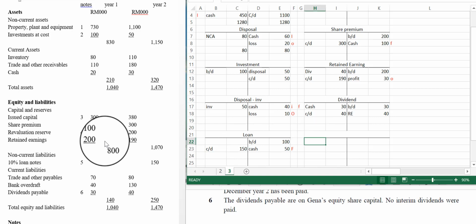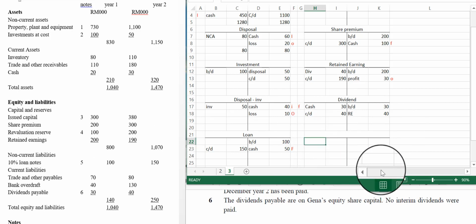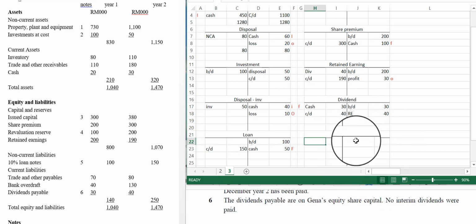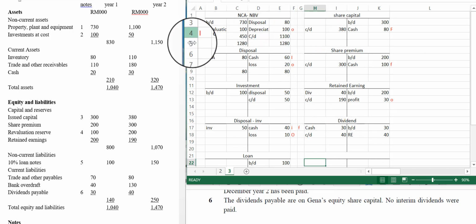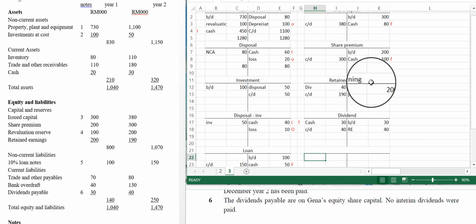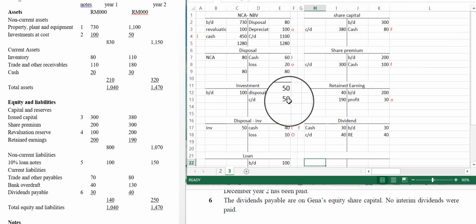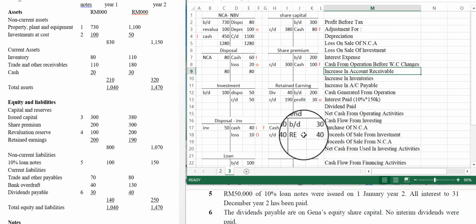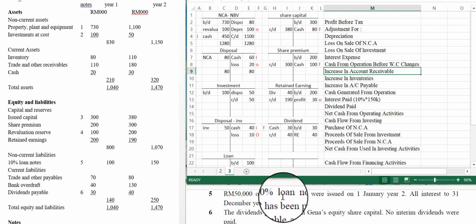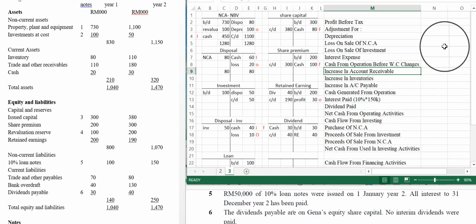Okay, I think that's all for the accounts that you need to prepare. Then next we'll look at the cash flow. We'll check on the cash flow. Okay, now before we go on with our cash flow, please bear in mind we still have note number 5 on interest. We haven't done the adjustment, but we will do it when we prepare the cash flow.